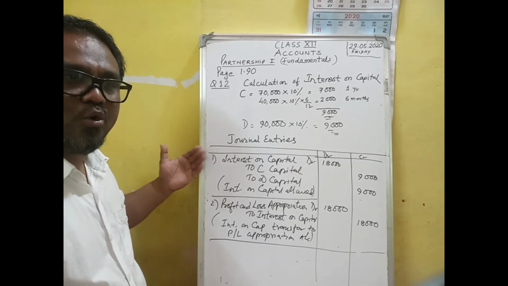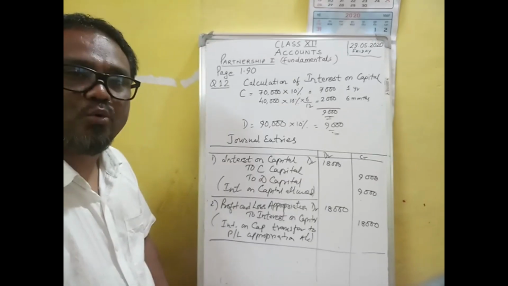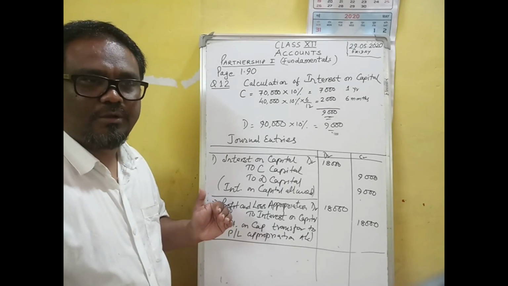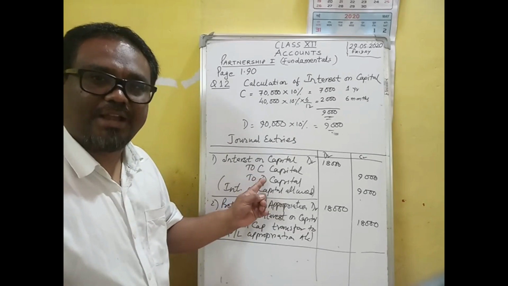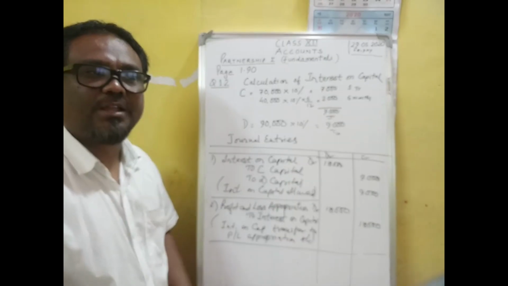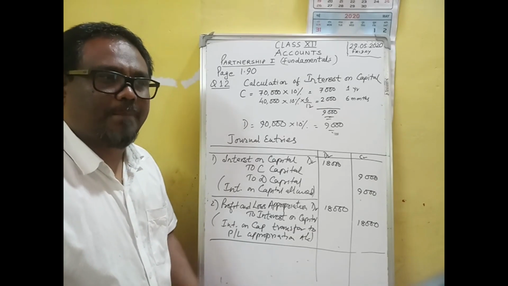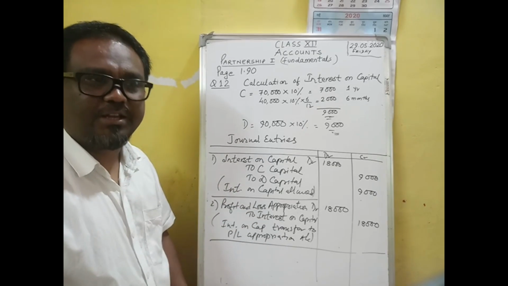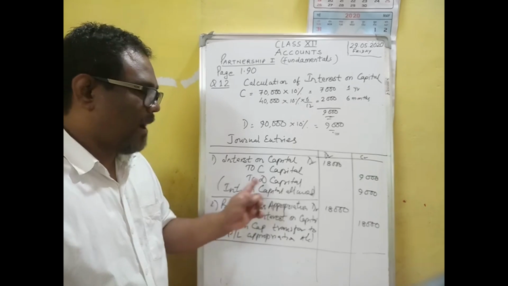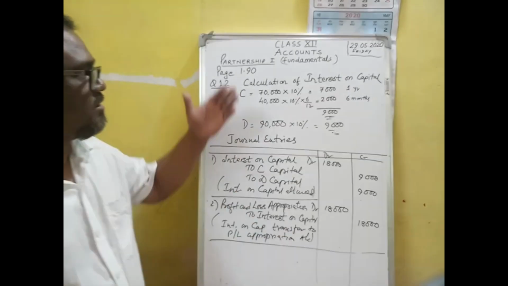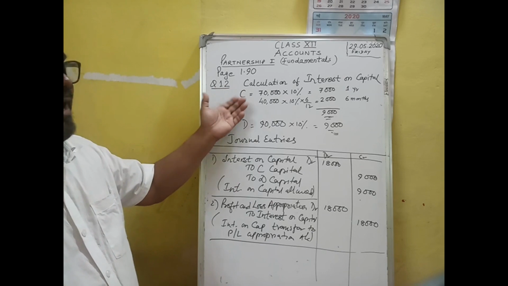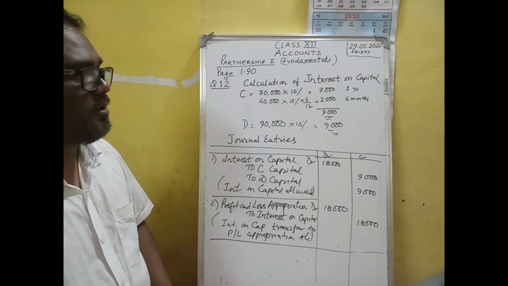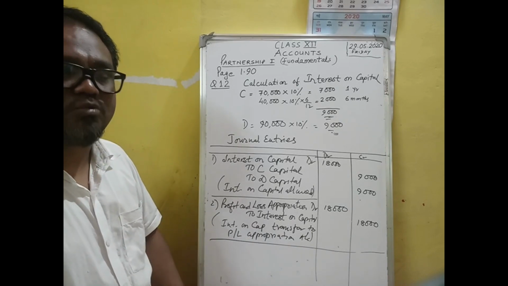To close this interest on capital, the closing entry is profit and loss appropriation account debited to interest on capital account. If it is a fixed capital method, we have to credit the partners' current accounts, C current account and D current account. Since it is a fluctuating capital method, the partners' capital accounts are to be credited. In case of the fixed capital method, the partners' current accounts are to be credited. So this is the calculation of interest on capital. Here additional capital has been made by C, 40,000 on 1st October 2012, year ending is 31st March.